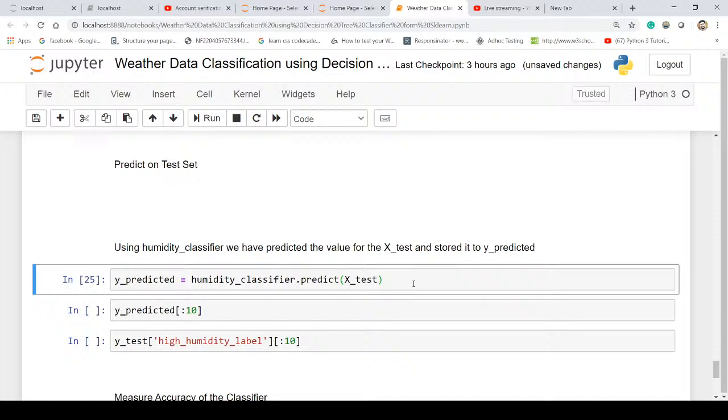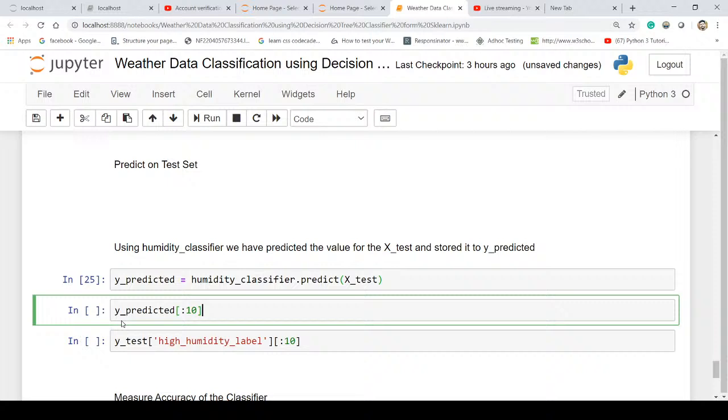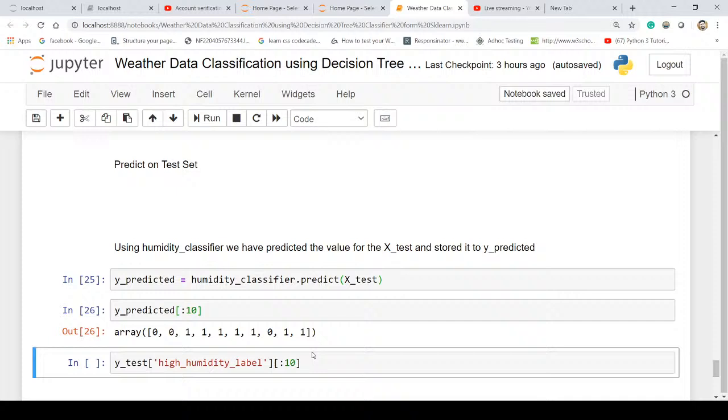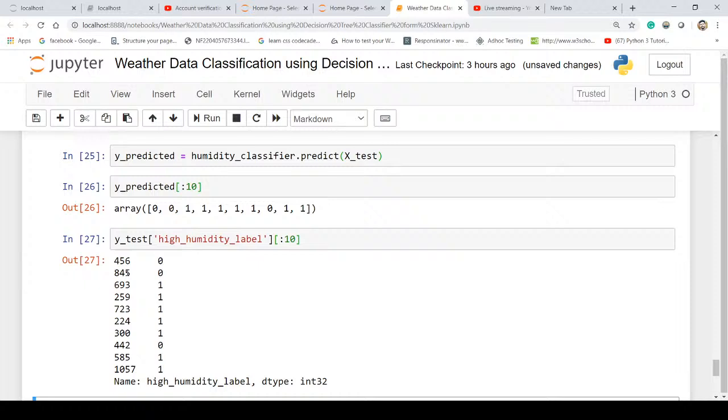Now here, y underscore predicted 0 to 10 will give you 9 different rows. What does this mean? It means I'm splitting my decision tree into 9 different branches, like 0, 0, 1, 1, 1, 0, 0. You can check here, like 465, 86, and these are all 693. Whatever has a one means greater than 25% humidity level.